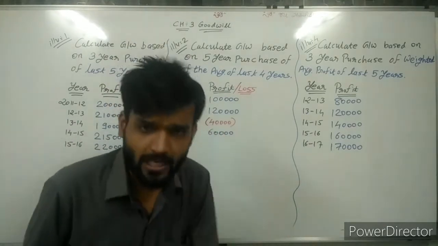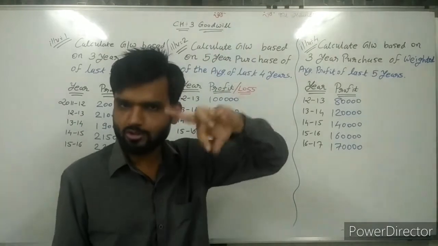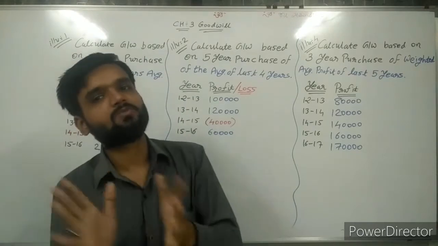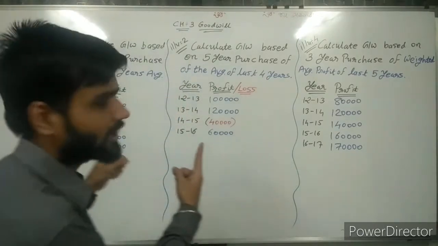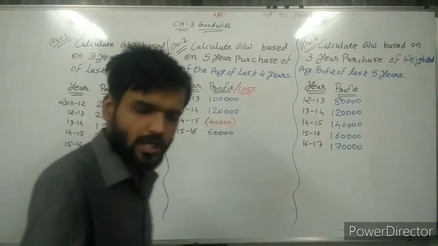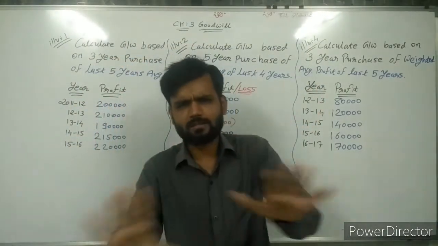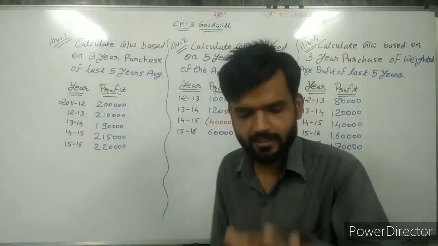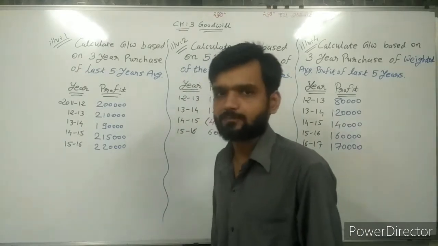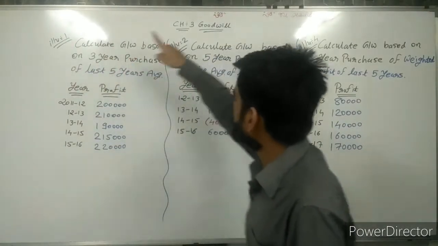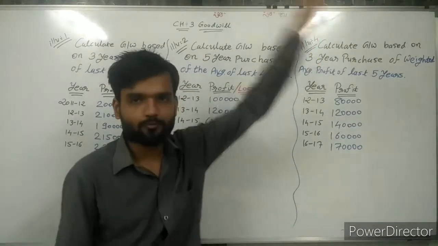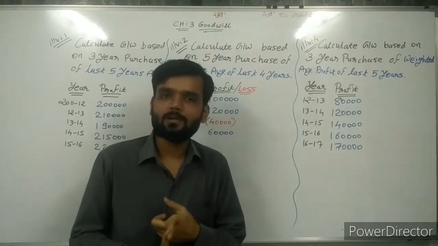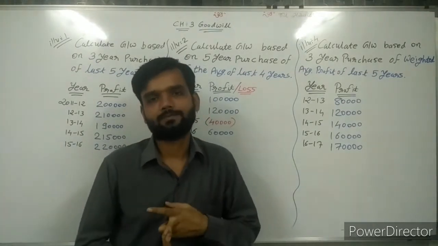So today we are talking about only the first 2 methods, simple average profit method and weighted average profit method. For that I have taken 3 sums, 3 illustrations which are given in your textbook, not my sums. My sums we will do later. First of all, understand the sums given in your textbook: illustration number 1, illustration number 2 and illustration number 4. These 3 sums are related to the simple average method and weighted average method.